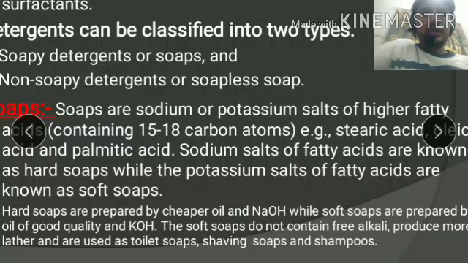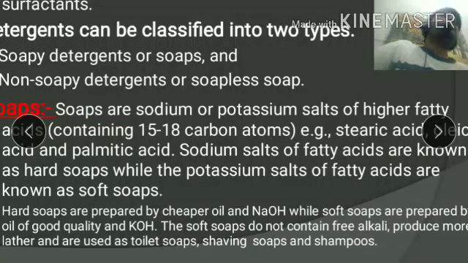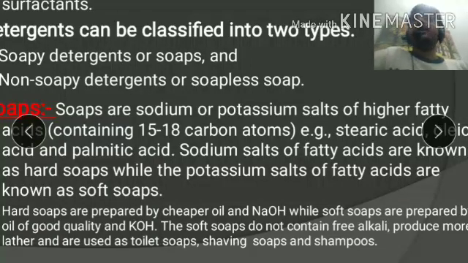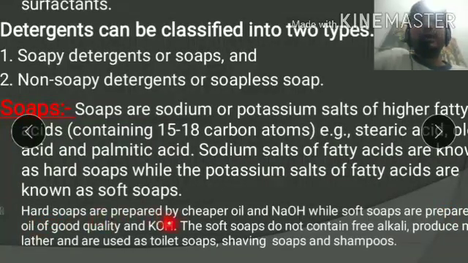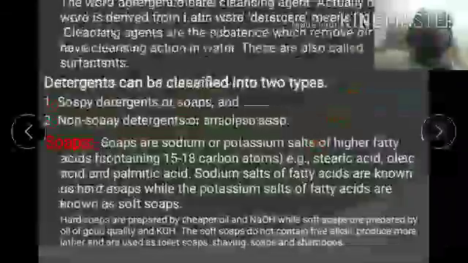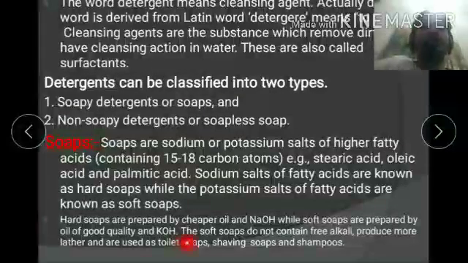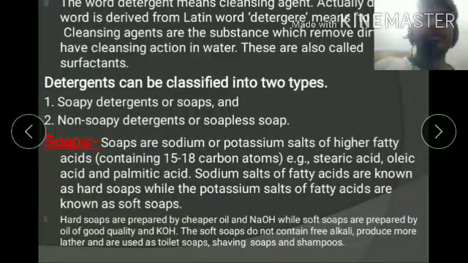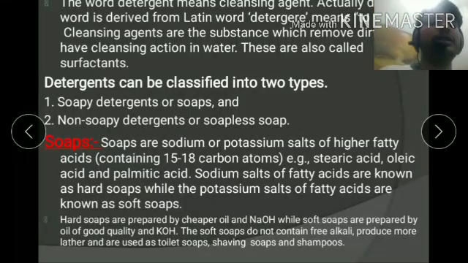Soap can be prepared by the reaction of fatty acid with NaOH, which forms the sodium salt of fatty acid, called soap. When fatty acid reacts with KOH, it gives the potassium salt of fatty acid. That is a hard soap and this is soft soap. Soft soaps are prepared by the reaction of good quality oil with KOH. Soft soap does not contain any free alkali. It produces more lather and is used in toilet soap, shaving soap, and shampoos.